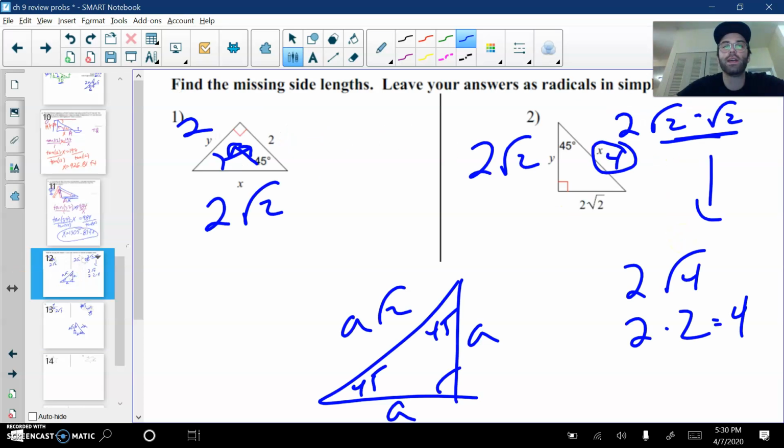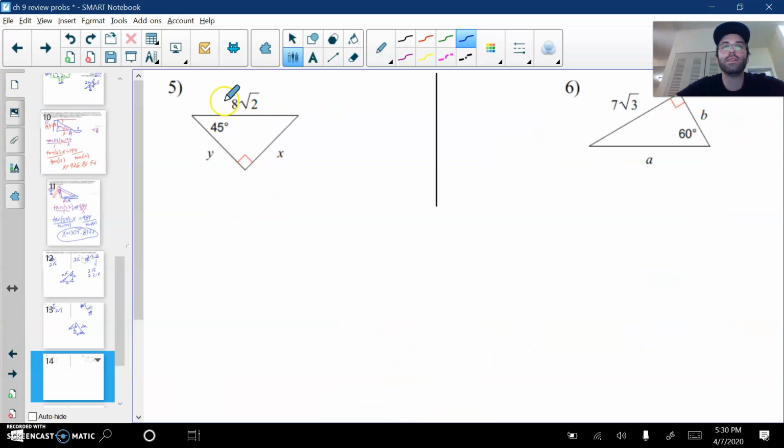Okay, so I'm going to refer back here. A root 2. Well, look here. This is 8 root 2. That means this has to be 8 and 8.